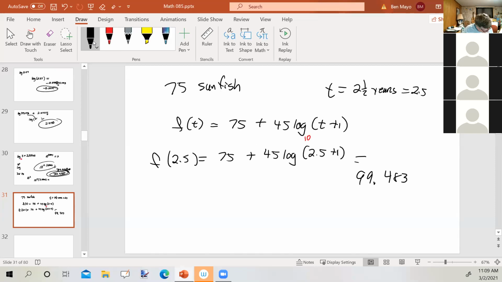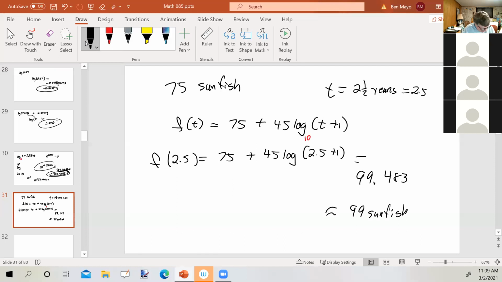99.483. Now, if you had 0.48 of a fish, that probably wouldn't be really good for the poor fish. So it seems to me that we would have approximately 99 sunfish. A little bit longer, we'd have 100, but okay. Questions on that?